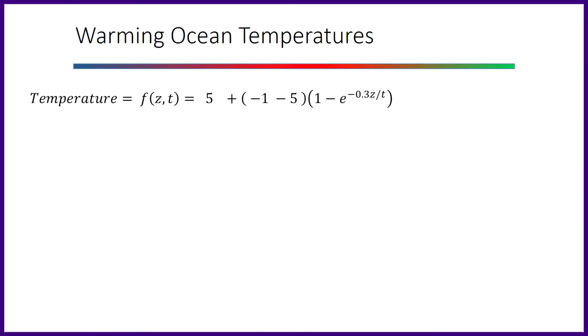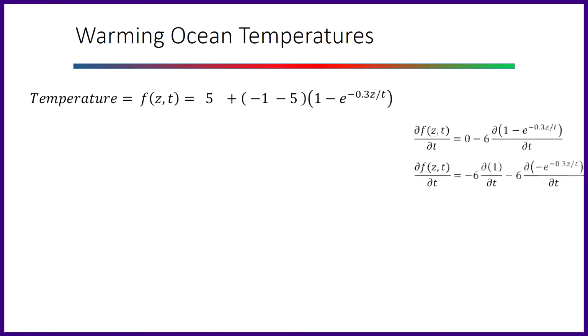That requires that we now compute the partial derivative of f with respect to time. The calculation starts off similarly. The derivative of 5 with respect to t is 0, and then we have -6 times the derivative of 1 minus e to the -0.3 z over t. But this time we're calculating the derivative with respect to t. Again, we break it apart into negative 6 times the derivative of 1 with respect to t minus 6 times the derivative of negative e to the negative 0.3 z over t with respect to t. The derivative of negative 6 times 1 will be 0, so we just need to figure out the derivative of negative 0.3 z over t.